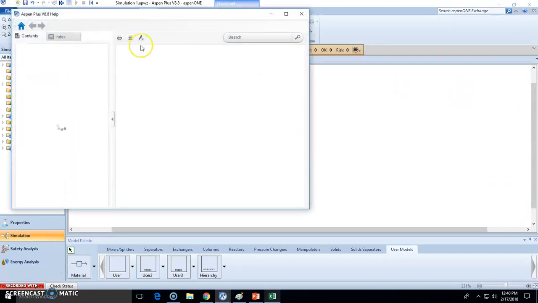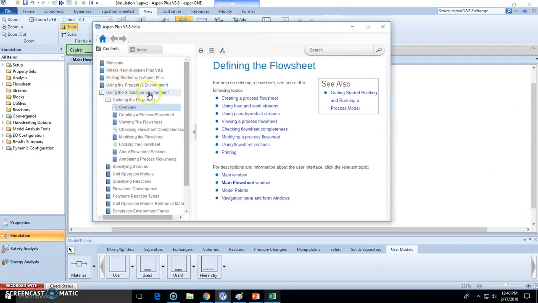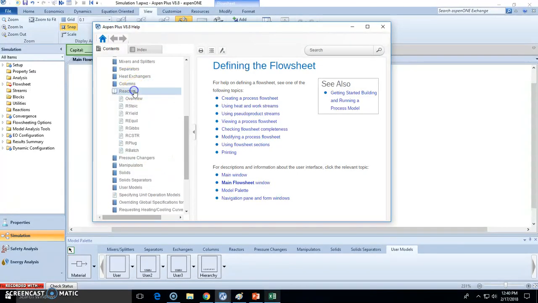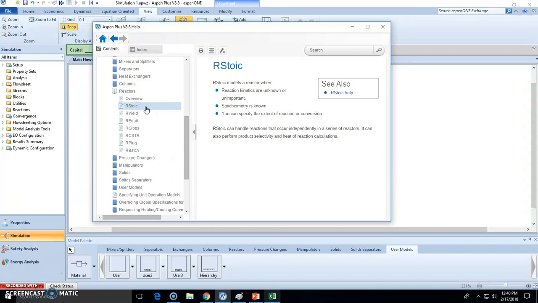So whenever you have doubt, simply go here. Since we are in this simulation environment, open the simulation environment and unit operation models, and each unit operation model is explained. Let's say we want to understand the RStoic, the reactor stoichiometrically based, and as it says, the reaction kinetics are unknown or unimportant. For instance, in combustion, we don't care how it goes because we know it's fast. We just want the outcome, which will be temperature and the mass balance. The stoichiometry is known, or you can add it, and you can simply specify the extent of reaction or conversion. So this is one of the simple ones.